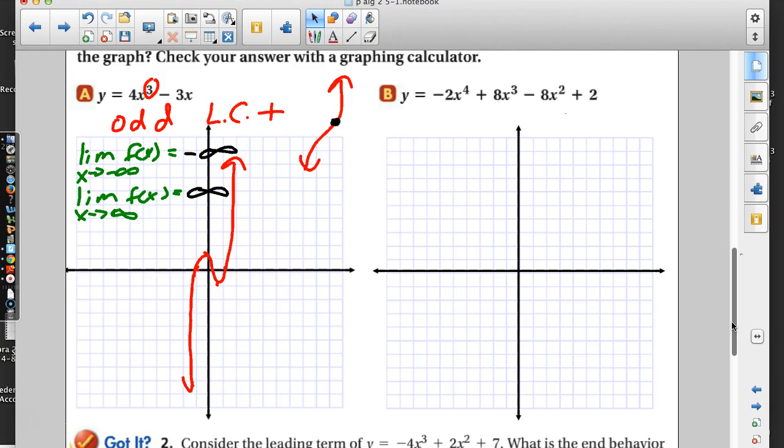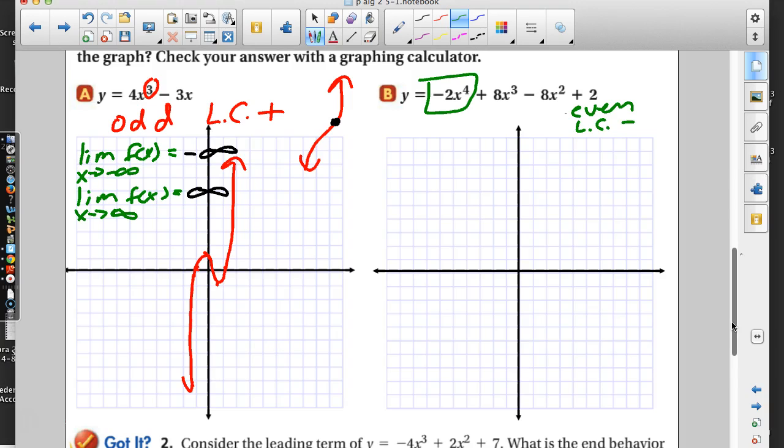All right. What about B? Well, we check for standard form. 4, 3, 2, 1. There's not a 1 there, but the constant is back there. That's in standard form. So I can tell what I need to about the end behavior just from that term right there. -2x to the 4th. Okay, is it odd or even? It's even. And it has a negative leading coefficient.